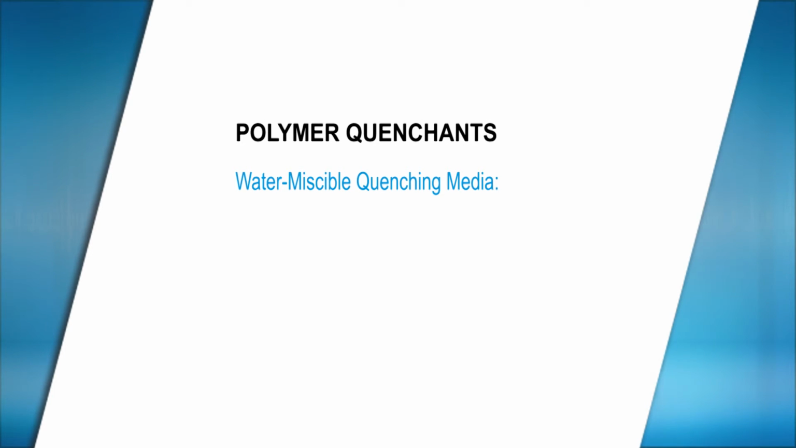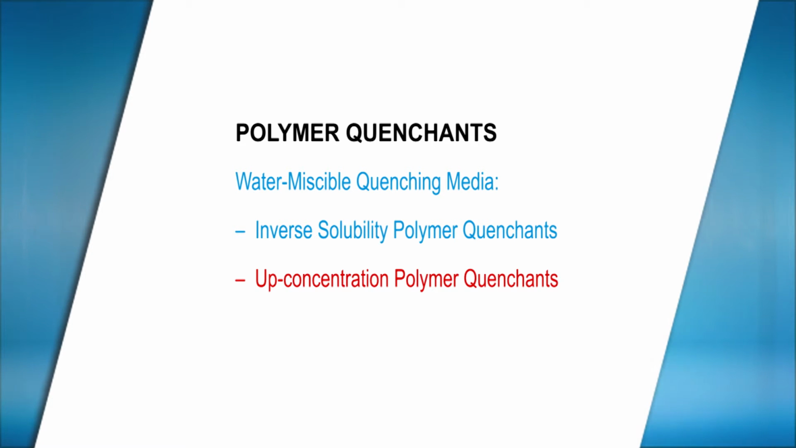We shall now move on to a discussion about the two main types of polymer quenchants, namely inverse solubility type polymer quenchants and up concentration polymer quenchants.